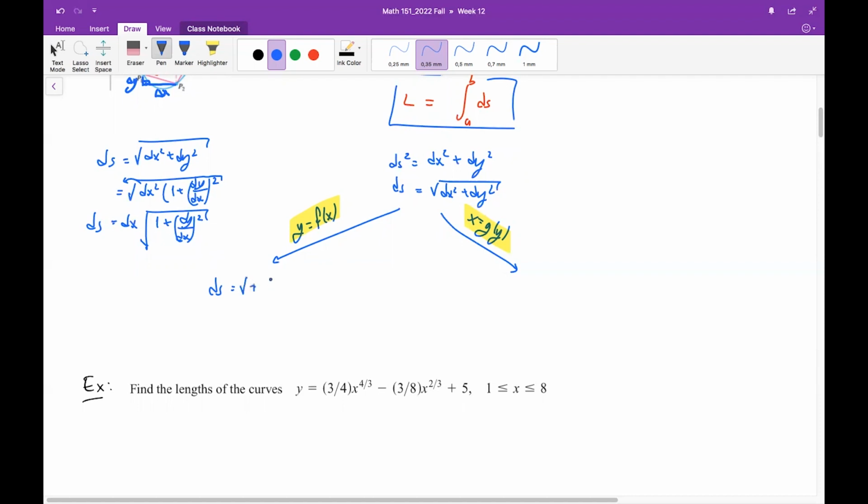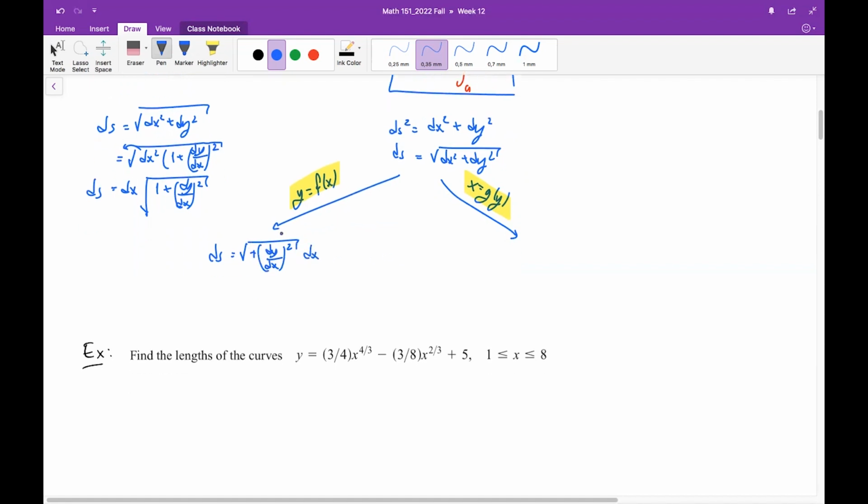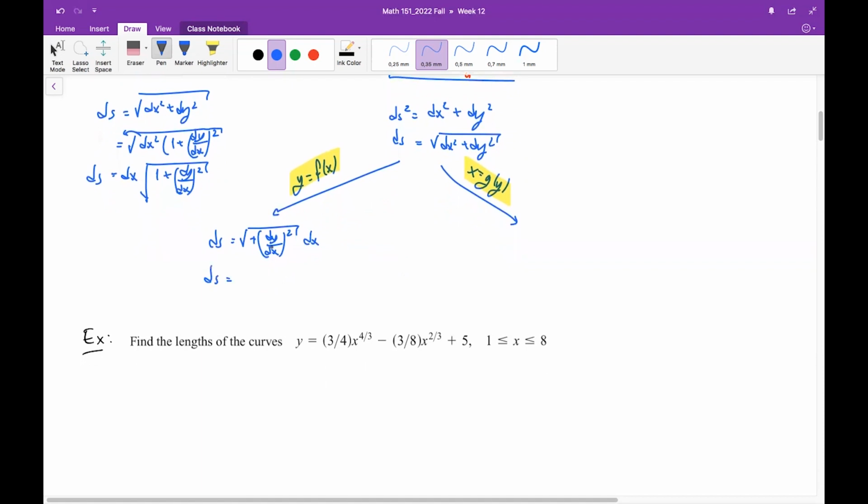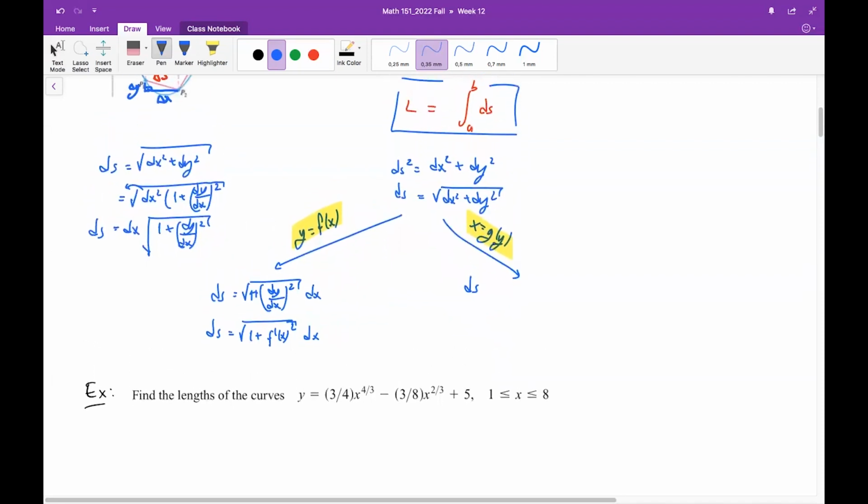It is 1 plus dy over dx, square root, so there is an extra dx here. Or you can write it as, so this is what? This is the first derivative of your function, right? So it is f prime of x squared, you have a square here, don't forget to write it, dx. And in this case, this time x is a function of y.